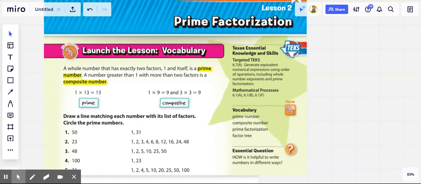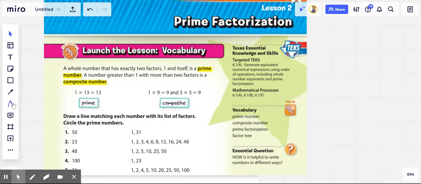All right. So yesterday we talked about powers and exponents and what the base was and what the power was, and we solved those problems. Today we are going to be talking about prime factorization. Before we do that though, let's review from yesterday.